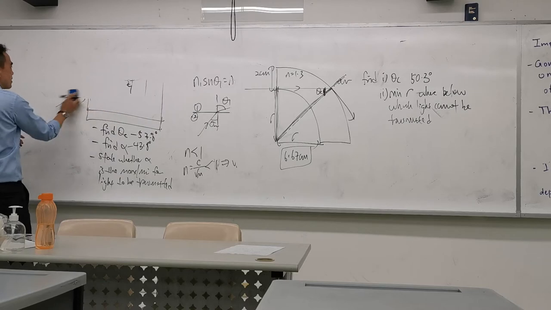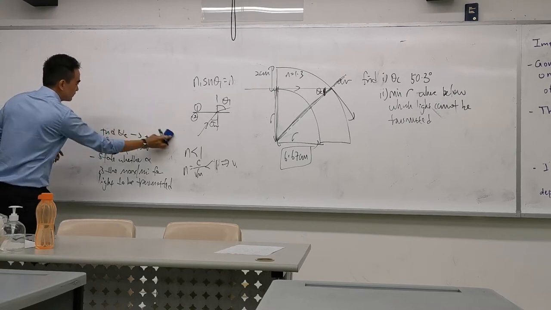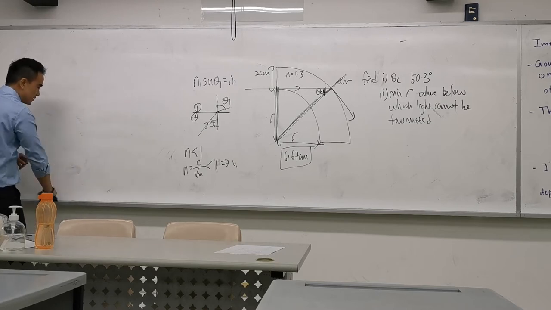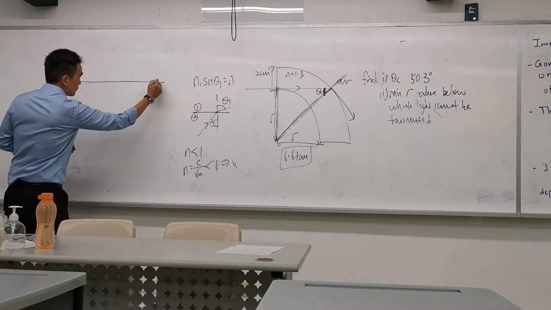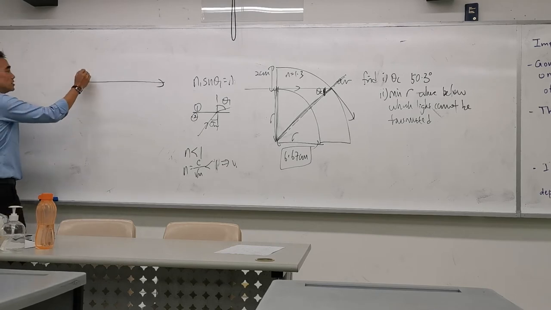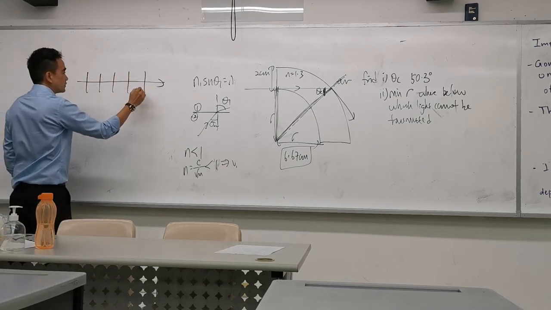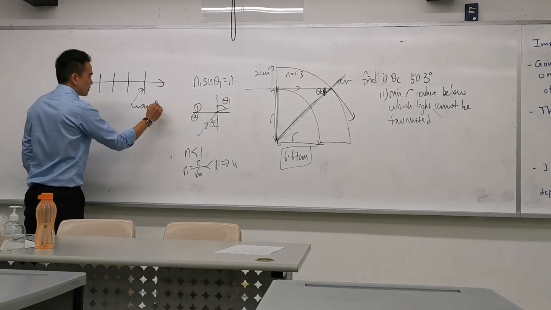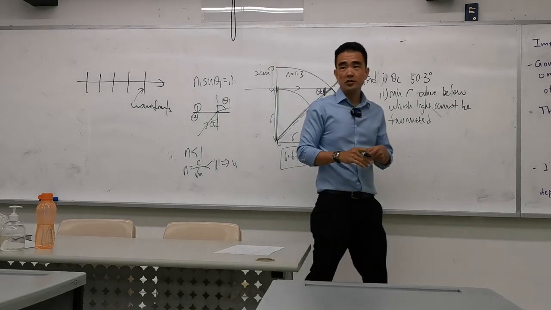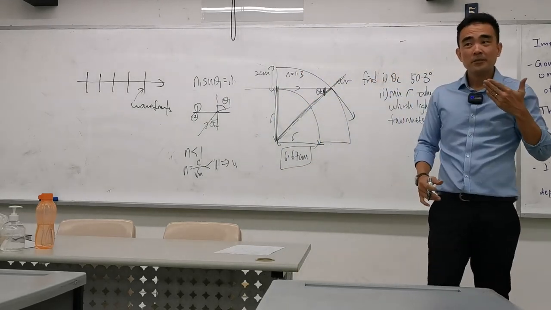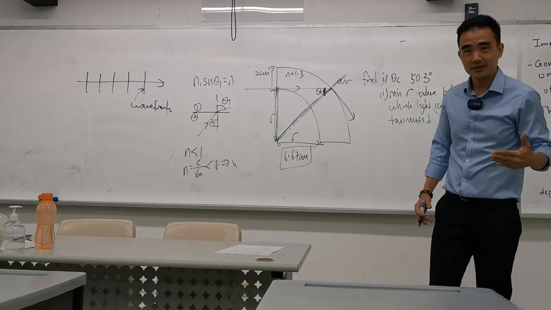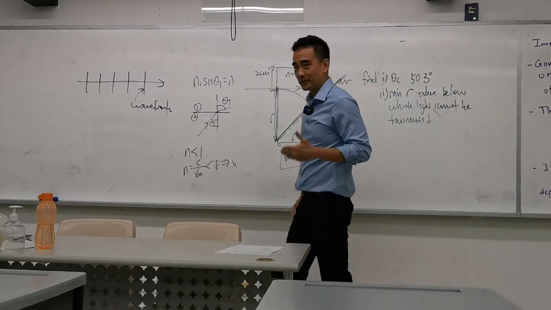Okay, the next one, you might have seen it before. Do you know what's the difference between wavefronts and rays? If I have a ray going this way, like the sunlight coming in, there is this thing called the wavefronts. If you go to East Coast and look at the waves coming in, the waves that you see coming in are the wavefronts.